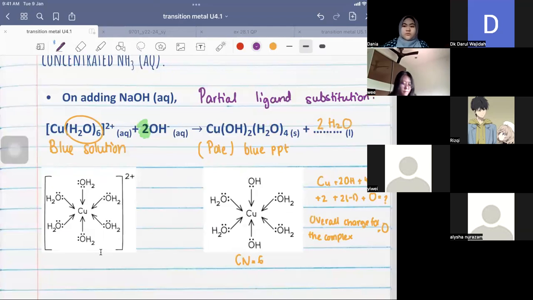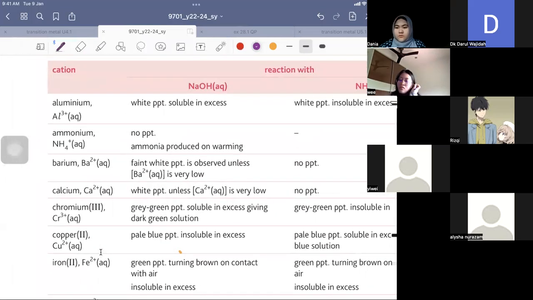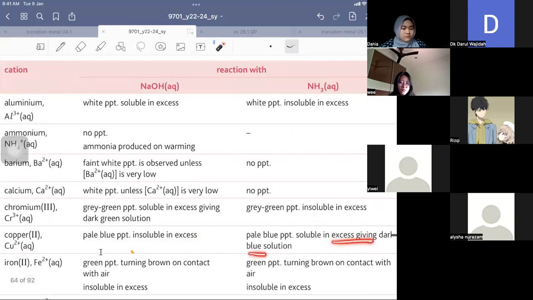So there's no use adding excess sodium hydroxide because this copper hydroxide will not dissolve in excess. How do I know that? It's written already in the qualitative analysis note. When you add sodium hydroxide dropwise, you will see the pale blue precipitate, which is the copper hydroxide, but it will be insoluble in excess. However, in excess ammonia, the pale blue precipitate will dissolve.